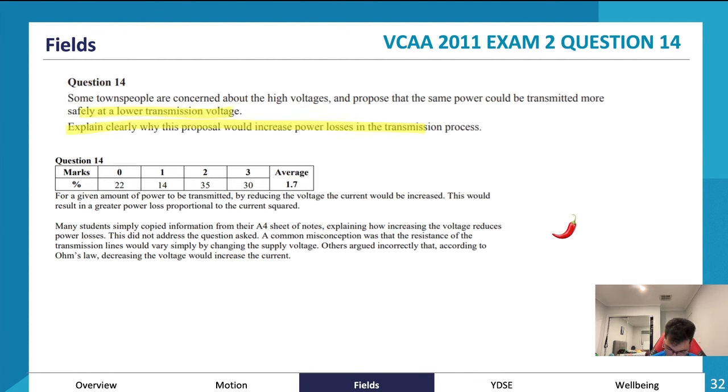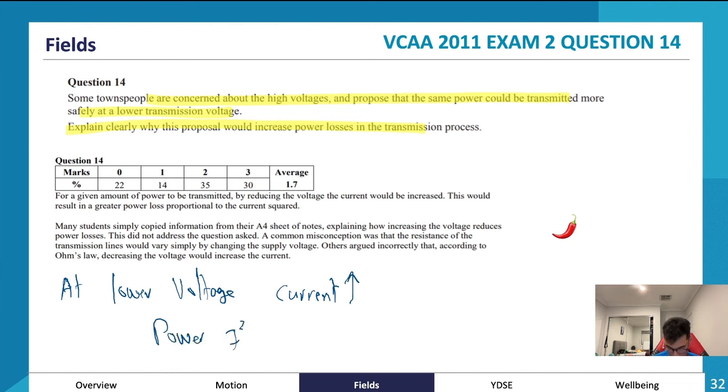So in this question, sometimes people are concerned about high voltages, and they propose that the power could be transmitted at a lower voltage. The reason this is wrong is because at a lower voltage, the current is greater. If the current is greater, then the power loss, which is I squared times R, is going to be greater. And so because of this, the townspeople are wrong.